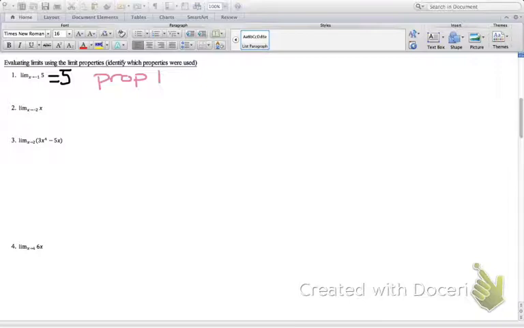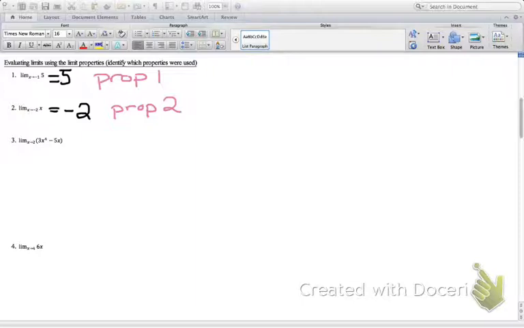Our next question here, number 2, we want to take the limit of x as x approaches negative 2. This here is just going to be equal to negative 2. Recall that the limit of x as x approaches a is always going to be equal to a. That comes from our property 2.